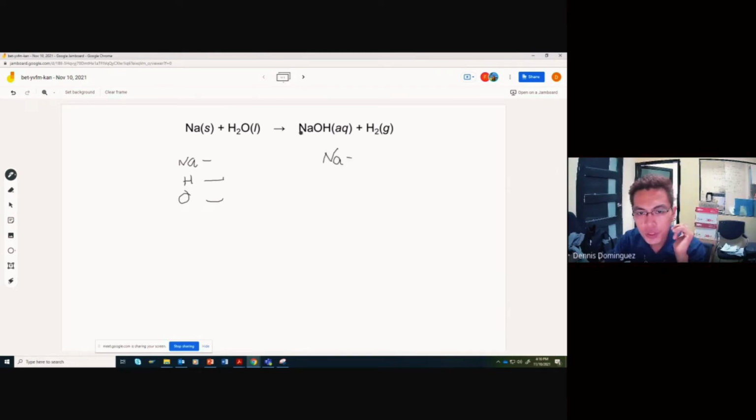You have the sodium, which is this. We have the hydrogen, which is this, two. And then the oxygen component, which is this. There is no other component mixed in. Now, let's check how many atoms there are.